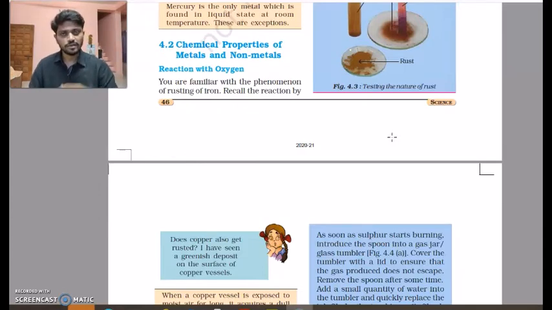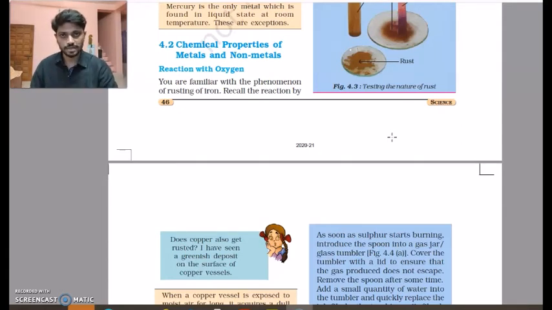It is very easy. We can check this with the help of blue litmus paper or red litmus paper. If the red litmus paper turns blue, we can say that this is a basic solution. On the other hand, if the blue litmus paper turns red, we can say that this is an acidic solution.